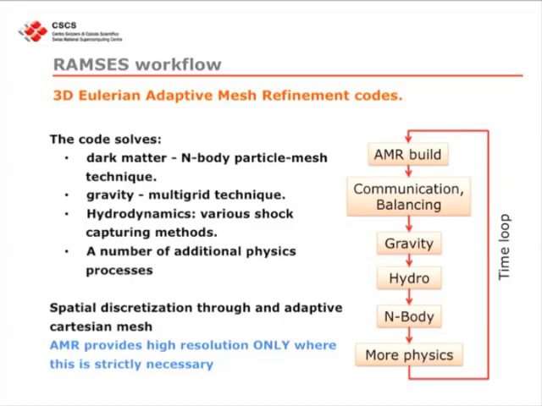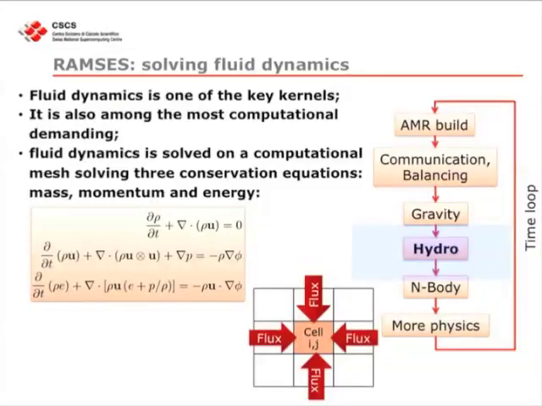The main feature, the most important characteristic of Ramses is that it is an adaptive mesh refinement code, which means that the mesh refines and gives you a high resolution only where this is strictly necessary according to the physics of the problem. So this strongly reduces the computational demand, both in terms of memory and in terms of computing time of your simulation. In this talk, and in this work in particular, we will focus on the hydrodynamic solver.